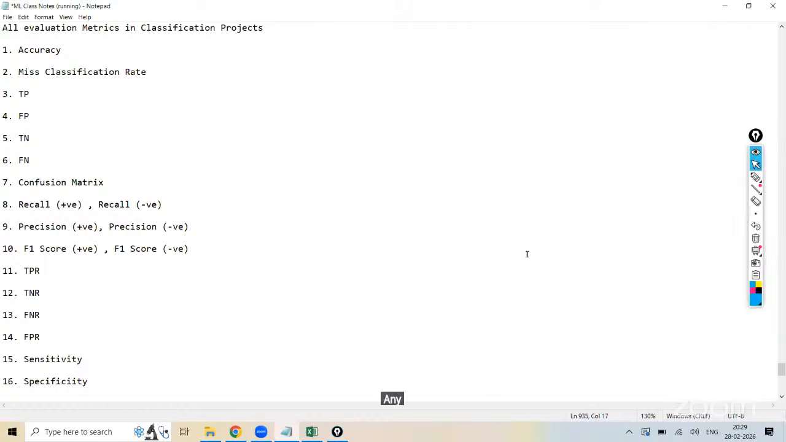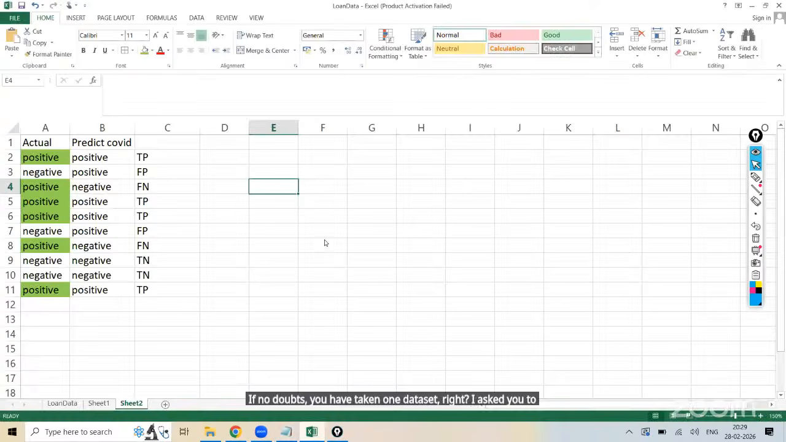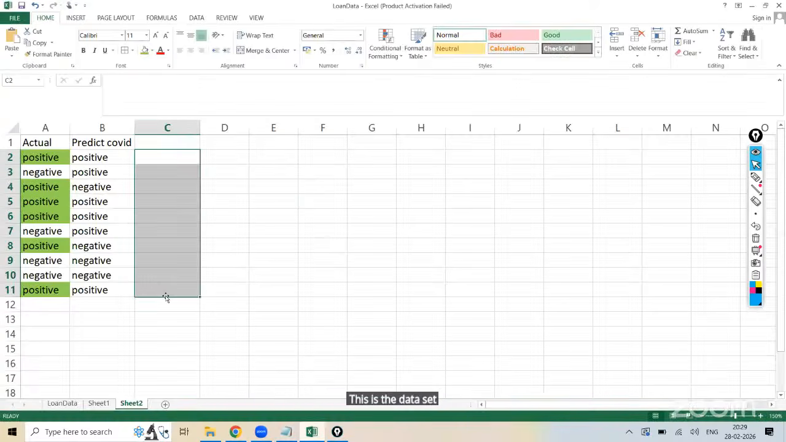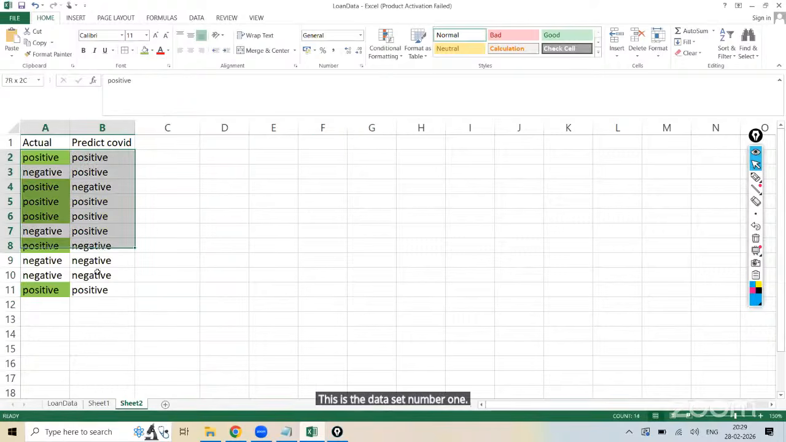Anyone has any doubts? Even one doubt also, please ask. What are the doubts you are having? Please ask. If no doubts, you have taken one data set, right? I asked you to carry the two data sets. This is the data set number 1. Everyone, please make a note of this data.